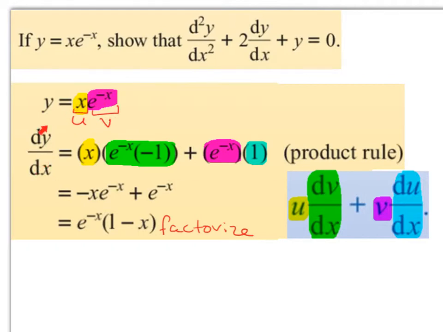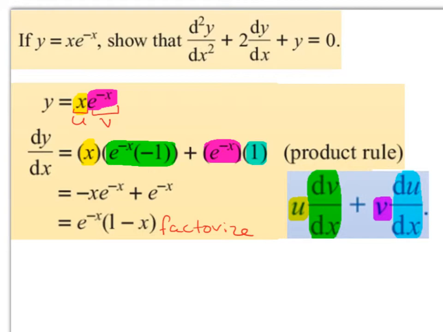So dy dx, the derivative is u, which is just x with brackets, multiplied by dv dx, so the derivative of v. So the derivative of e to the power minus x, well, we use the chain rule, so we just write down e to the power of minus x. We multiply it by the derivative of the index. The index is minus x, the derivative of that is minus 1. So we use the chain rule here inside the product rule. Then we have plus, then v, which is e to the power of minus x, multiplied by du dx, the derivative of u, well, u is x, so the derivative of x is just 1.